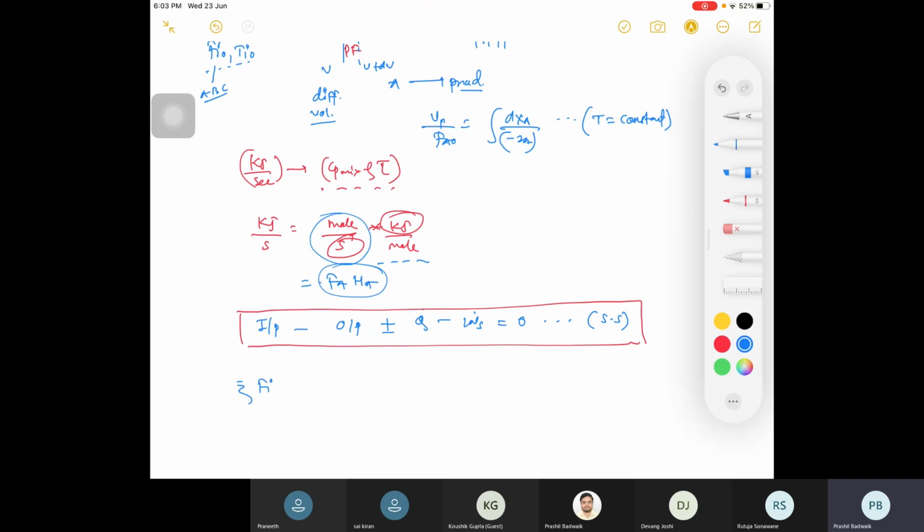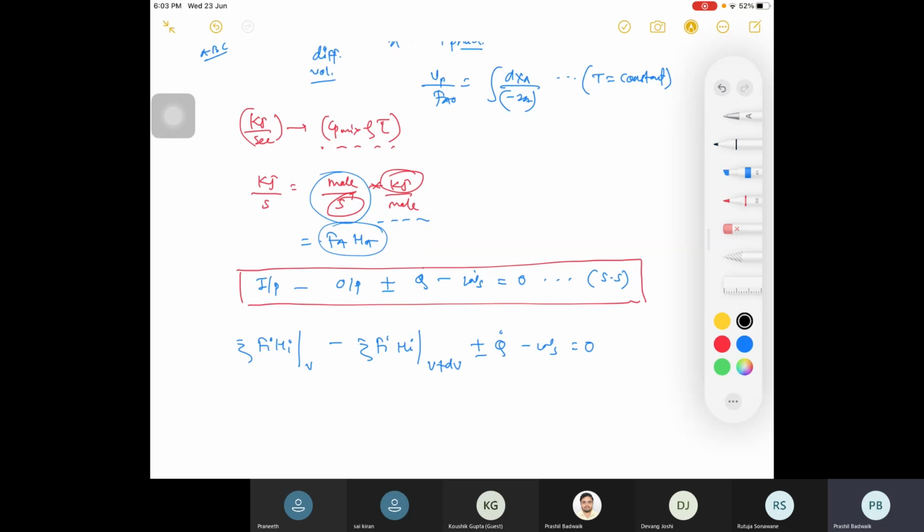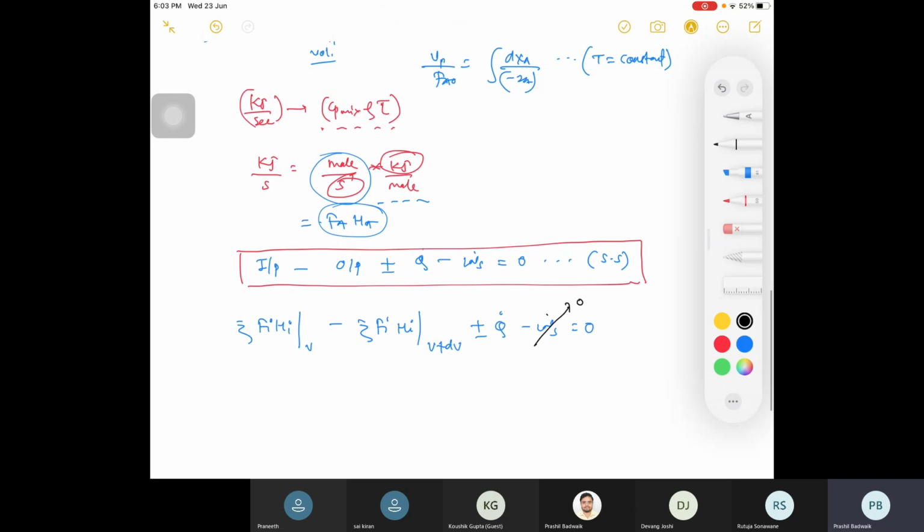So summation Fi into Hi entering at V, minus summation of Fi into Hi at V plus delta V, plus minus Q, minus Ws equals 0. This is your equation. Suppose I assume there is no shaft work, or the shaft work done on the system is negligible, then you will have this equation. What is my next step?